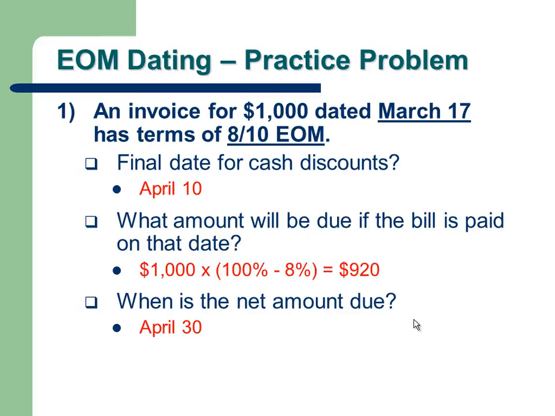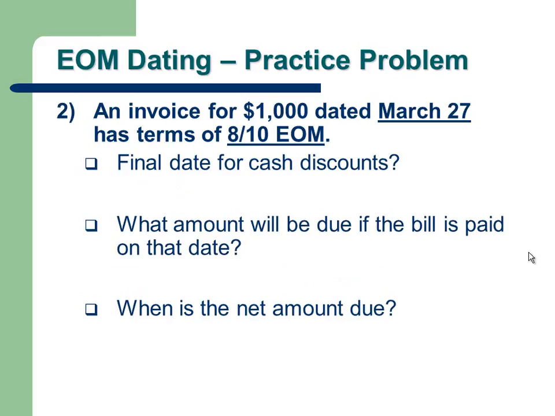The April 30th net amount due date is determined as follows. Although the term doesn't specify what the net amount due is, when nothing is specified, as I said before, it basically implies that 30 days are going to be used for the net due, right? So it's going to be 30 days from the EOM, so 30 days from March 31st, which makes it April 30th as the net amount due date.